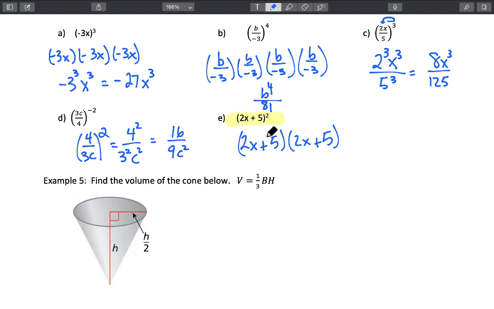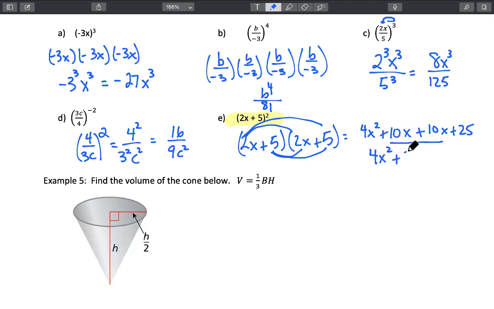From here, we are going to distribute 2x to both terms in that second product. That gives us 4x squared plus 10x. And then we need to multiply the 5 to the 2x and to the 5. That gives us another 5 times 2x, which is 10x plus 25. So this product, when simplified, and combining our like terms, the two 10x's there, gives me 4x squared plus 20x plus 25. This results in what we call a perfect square trinomial. We'll learn more about these in second semester, but just keep in mind, anytime we square a binomial, you can't simply distribute that exponent to the two terms inside.